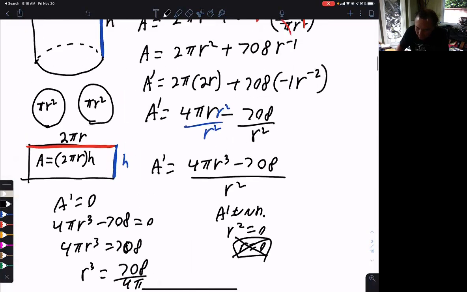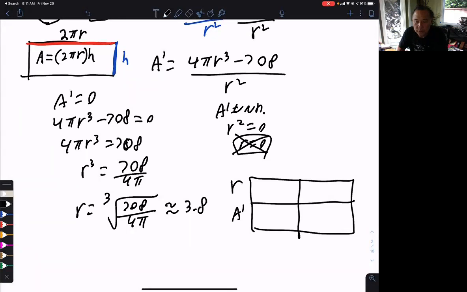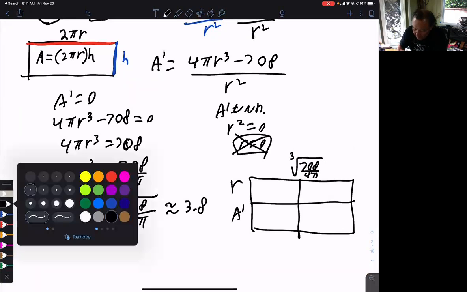So once again, we're going to make a nice, beautiful sign chart with radius and the derivative, because we want to know if the derivative changes from positive to negative, or negative to positive. This is going to be the cube root of 708 over 4 pi. Pick a number to the left.